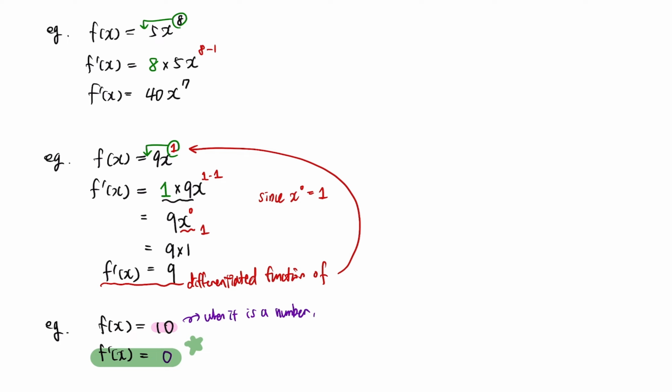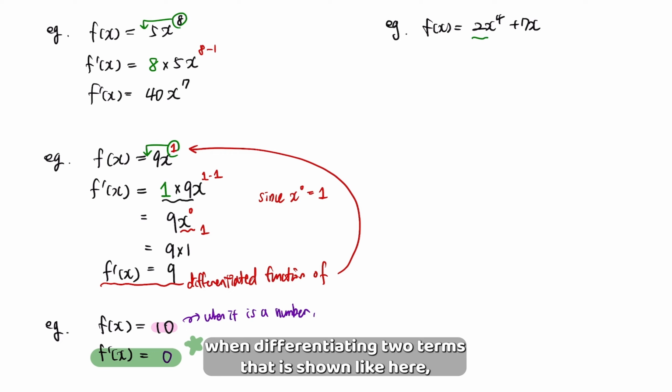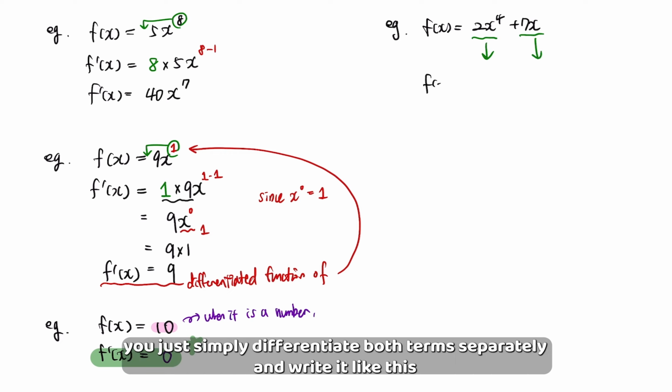The next question that I prepared is 2x to the power of 4 plus 7x. When differentiating two terms that is shown like here, you just simply differentiate both terms separately and write it like this.